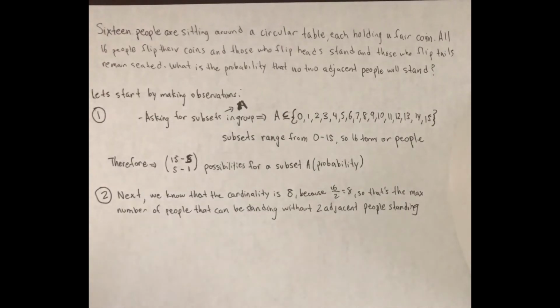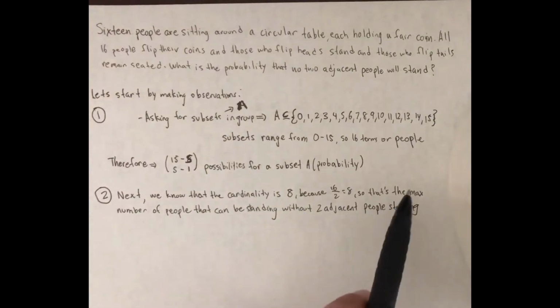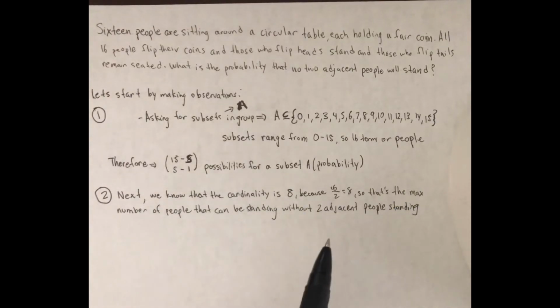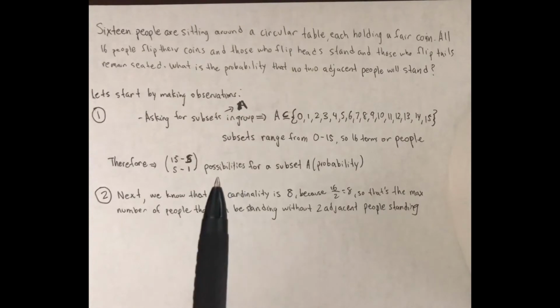The next observation is that we know our cardinality is 8 because 16 divided by 2 is 8. So that's the max number of people that can be standing without two adjacent people standing. Because if you have 9 people standing, there must be 2 people standing next to each other. So you can't have that. So since 8 is half of 16, you can have alternate pieces.